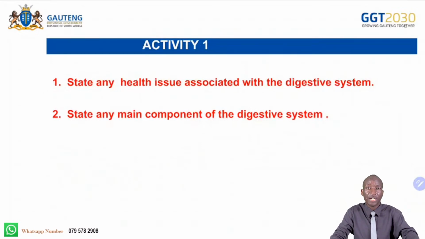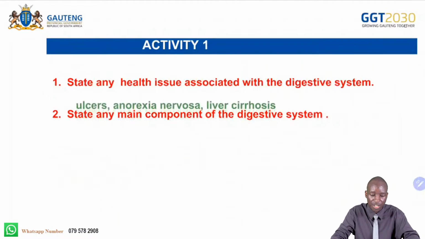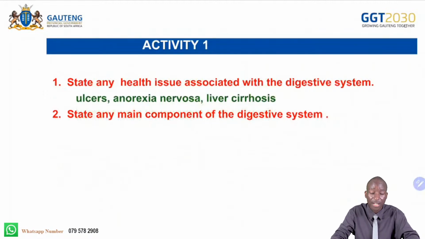Welcome back. Let us look at the activity that we've just done. Number one, state any health issue associated with the digestive system. You can choose any from those given there: ulcers, anorexia nervosa, liver cirrhosis. So from those three, you just choose any of those as your answer.